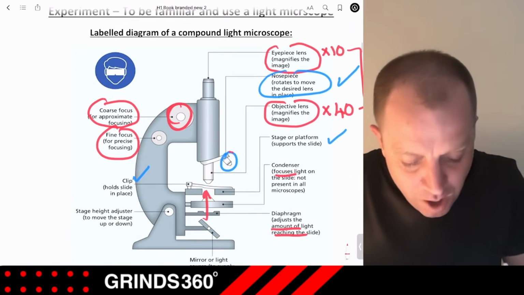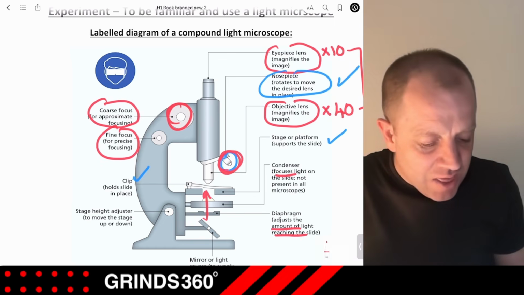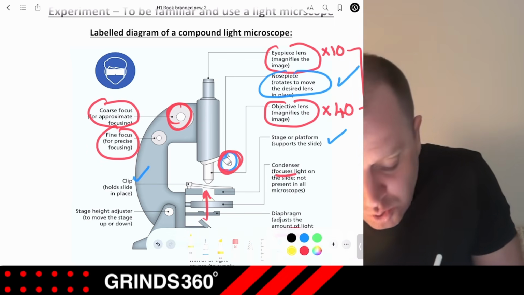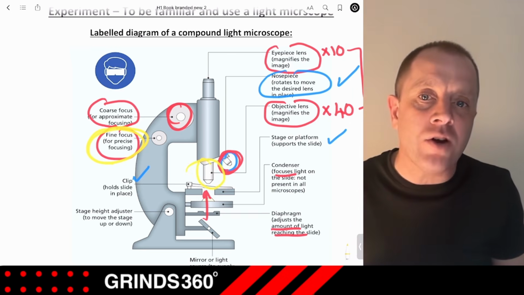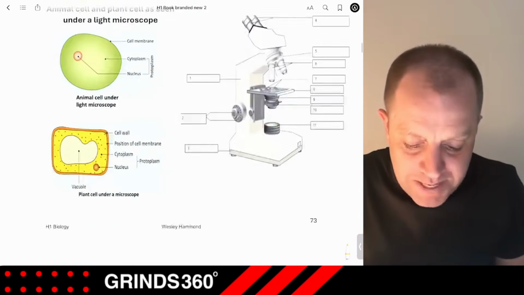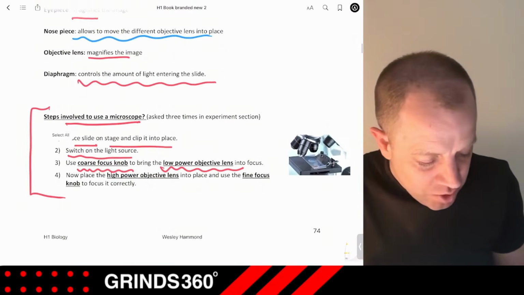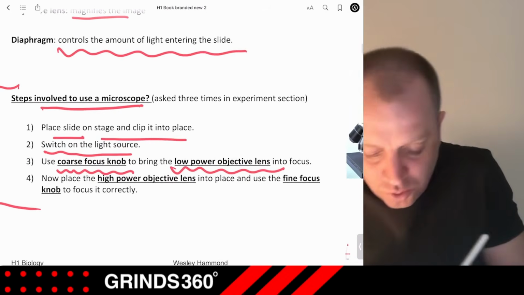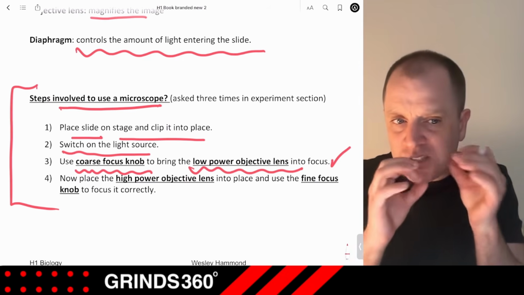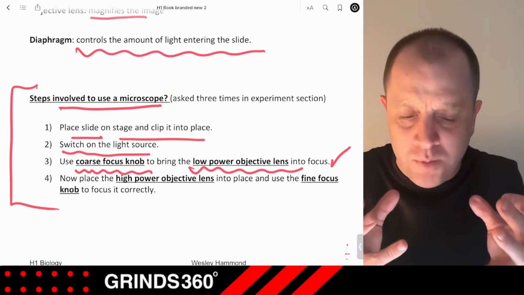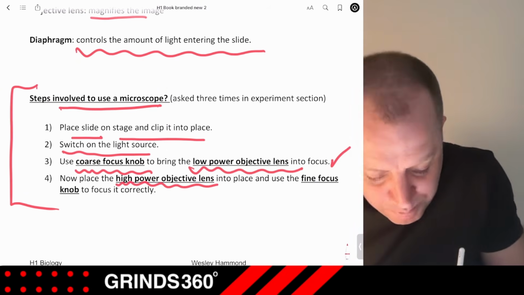With the low power objective lens. And then what you do, you then switch to the fine focus and you switch to the higher power objective lens, whichever one they might be. So I want you to note there, you use the coarse focus with the lower power objective lens. And then when you see what you want to see, but you want to magnify it even more, you then switch to the higher power objective lens.